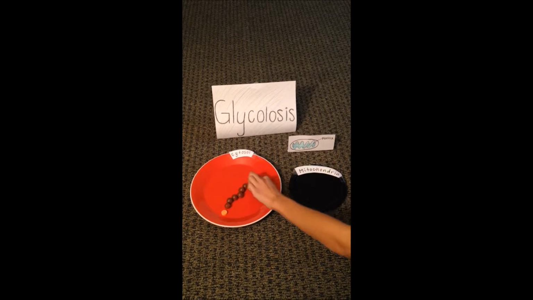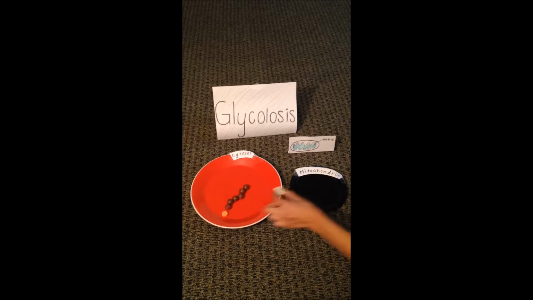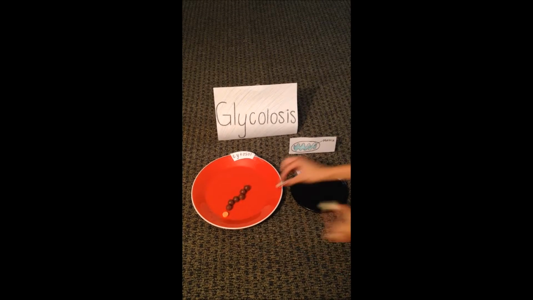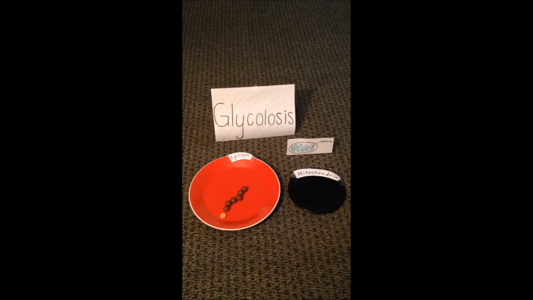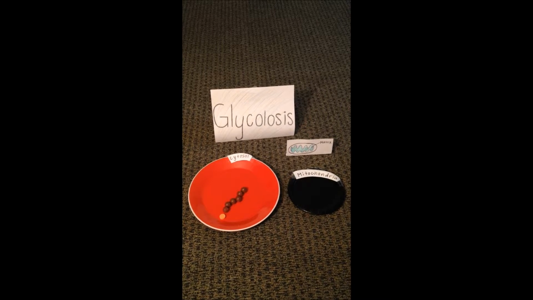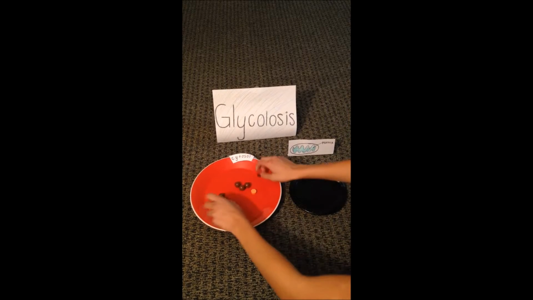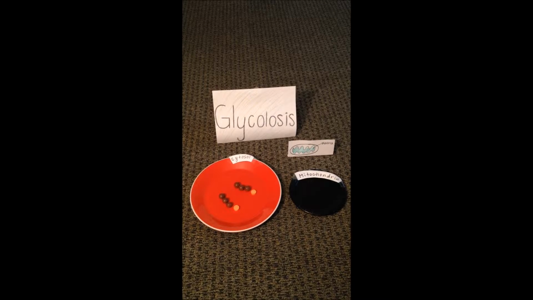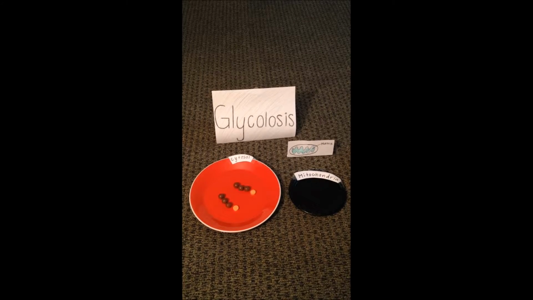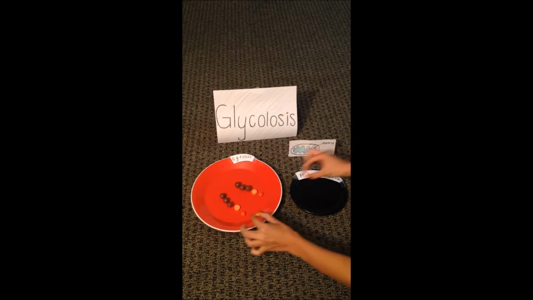attached to the molecule. This reaction yields 1 ADP and creates glucose 6-phosphate. Once another ATP is invested, yielding ADP, the molecule becomes fructose 1,6-bisphosphate. The 6-carbon chain is split into two 3-carbon molecules. Glyceraldehyde 3-phosphate has a phosphate added to the group.